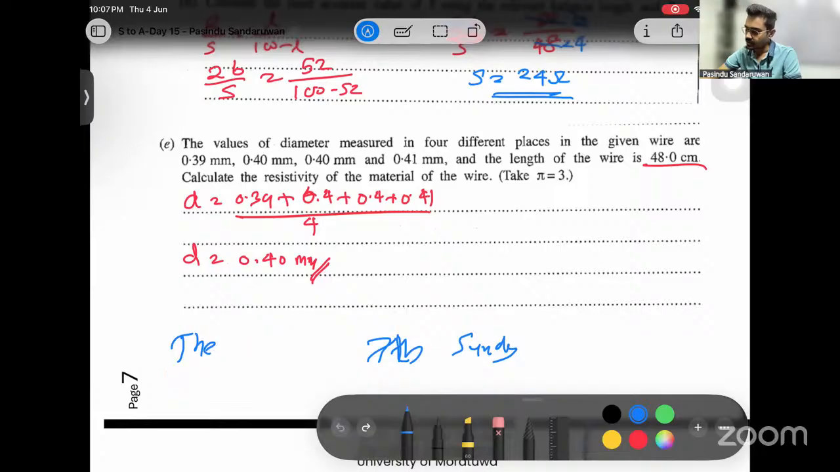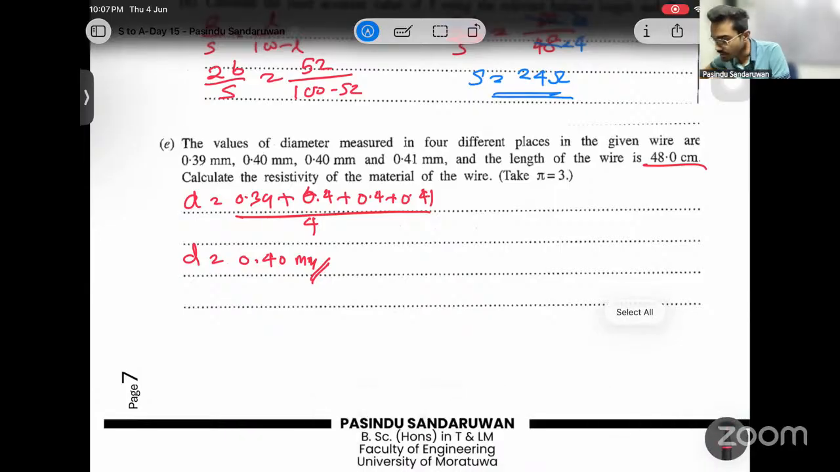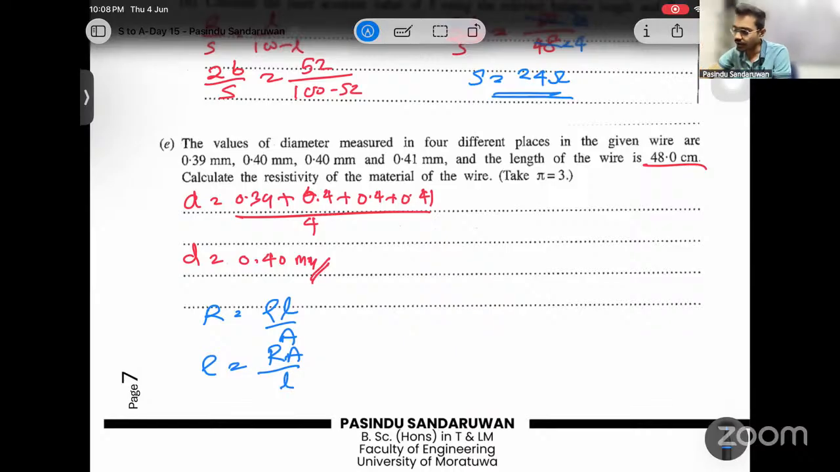Right. Then we know our equation is R equals rho L over A. Then rho is given by RA over L.